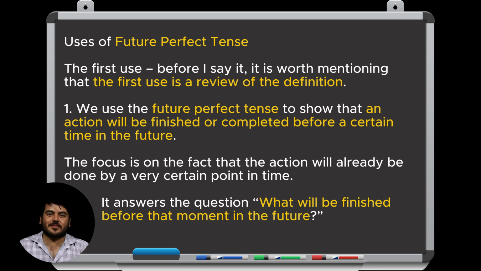Uses of future perfect tense. The first use, before I say it, it is worth mentioning that this is a review of the definition. We use the future perfect tense to show that an action will be finished or completed before a certain time in the future. The focus is on the fact that the action will already be done by a very certain point in time. It answers the question, what will be finished before that moment in the future?